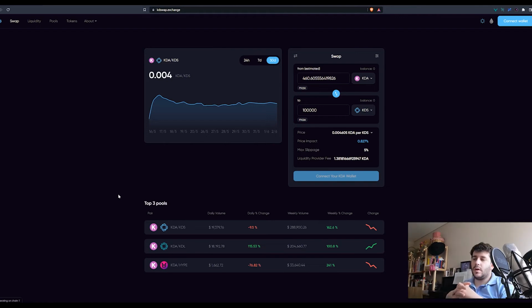We'll also see what impermanent loss means and how you can try and mitigate it a little bit, and why is there even impermanent loss? How does that happen? So let's begin.